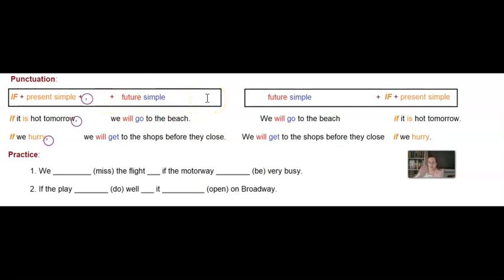Now, if we want to turn that around, because we want to give more importance or we want to highlight the result as opposed to the condition, we can perfectly do that. We just put the result clause first at the beginning of the sentence, but then the comma goes away. Have a look. If it is hot tomorrow, comma, we will go to the beach. We will go to the beach if it is hot tomorrow. There is no comma there.